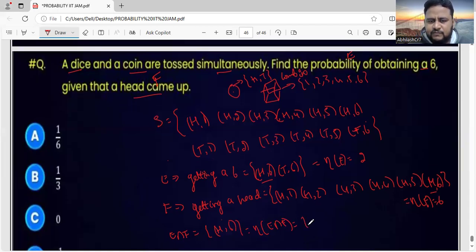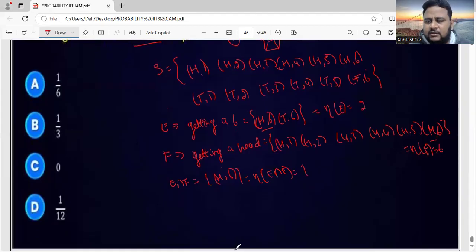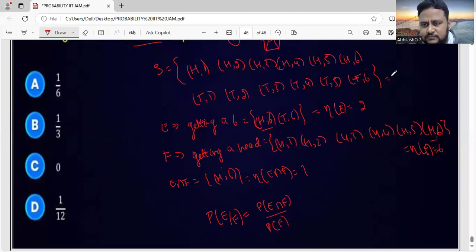Now, we have to find the probability of getting a 6 given that a head has come up. That means you have to find the probability of E with respect to F. To find it, we have a formula: probability of E given F is probability of E intersection F divided by probability of F. N of S is nothing but how much? 6 plus 6, N of S will be equal to 12.